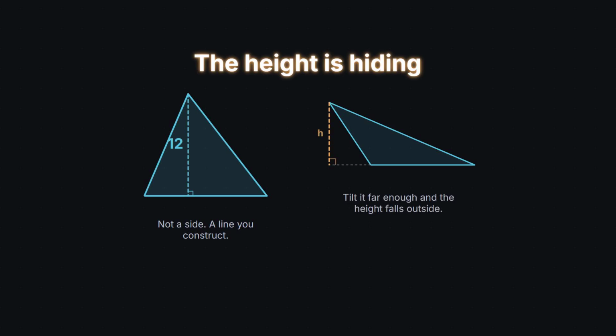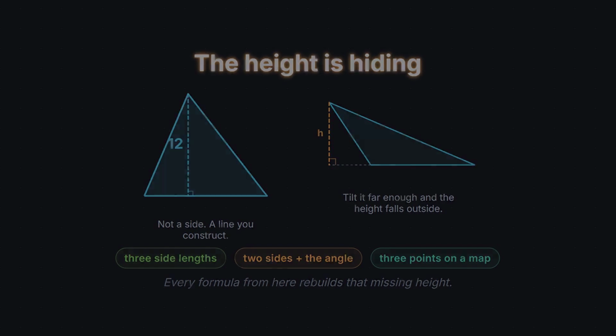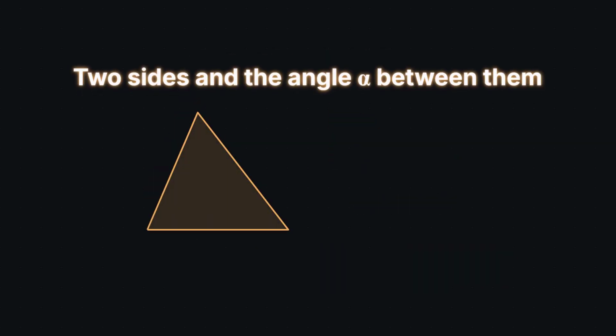And in real problems, nobody hands it to you. You get 3 side lengths. Or 2 sides and the corner between them. Or 3 points on a map. Every formula from here is a different way to rebuild that missing height. So let's rebuild it, the first way.